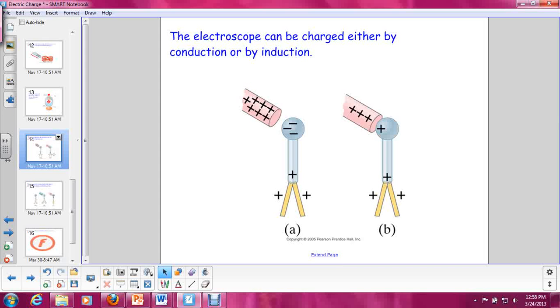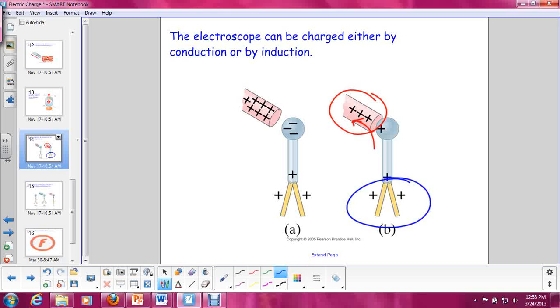So we can use an electroscope with either conduction or induction. If I bring a positively charged rod to my neutral electroscope, the positives want to spread themselves out. That means the electrons that are on my electroscope escape. They come up here. And we are left with an overall positive charge. So if we're left with an overall positive charge, these two things are going to repel each other because they have the same charge.